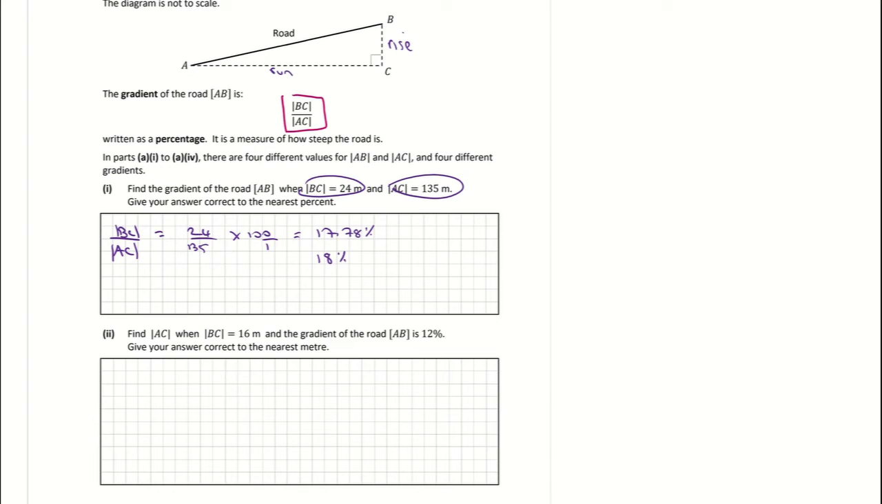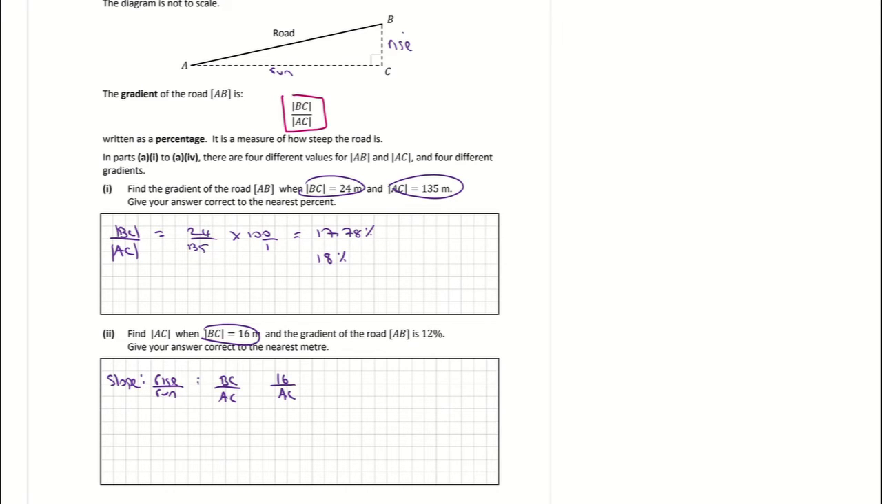Part 2, find AC when BC is 16 and the gradient of the road is 12%. So I'm going to use my formula here again. So remember what it is. Another word for slope is gradient, or rise over run. So they've given it as BC over AC. Now, if I fill that in, I have BC, which is 16, over AC.